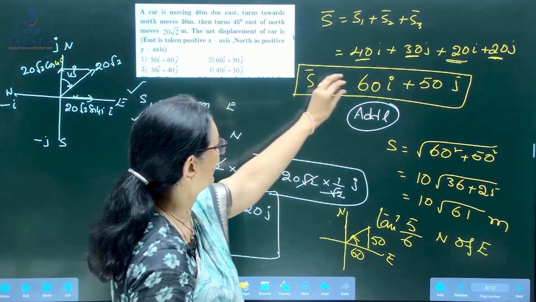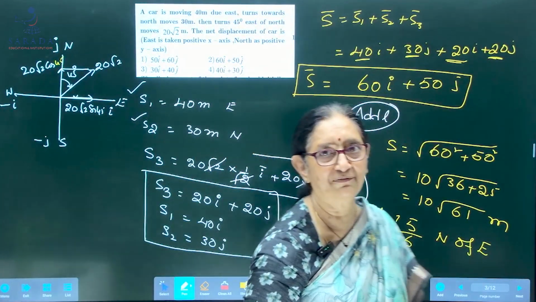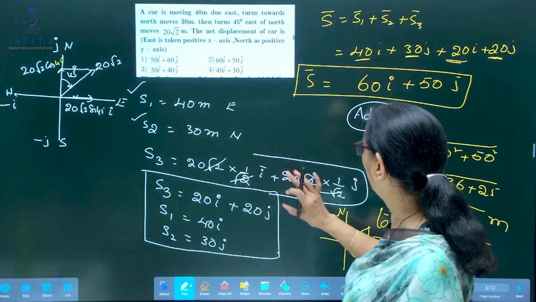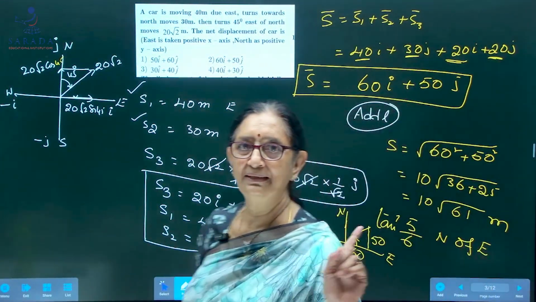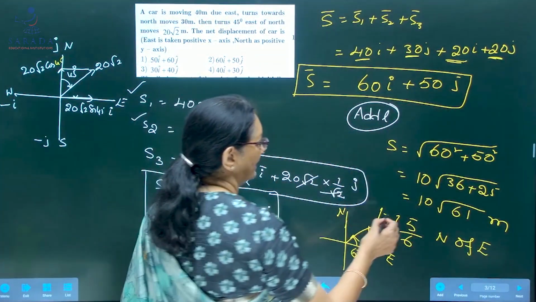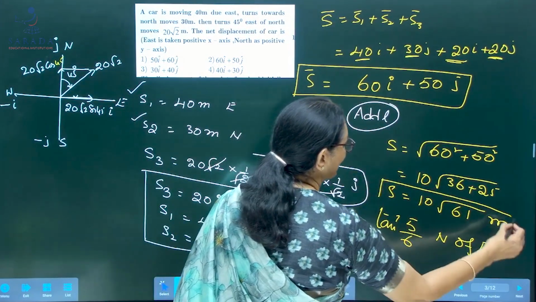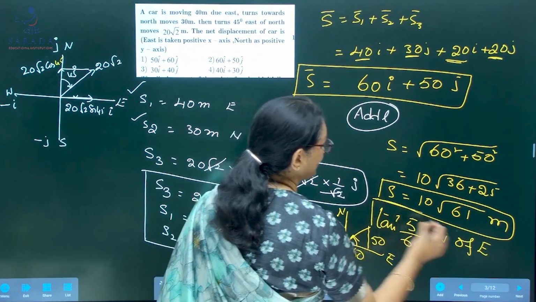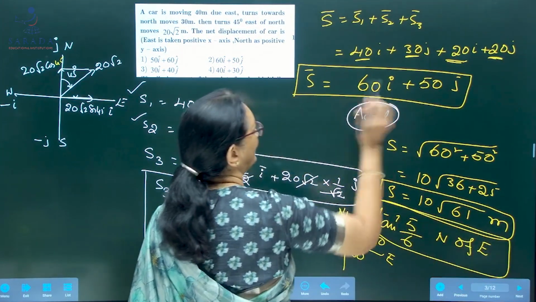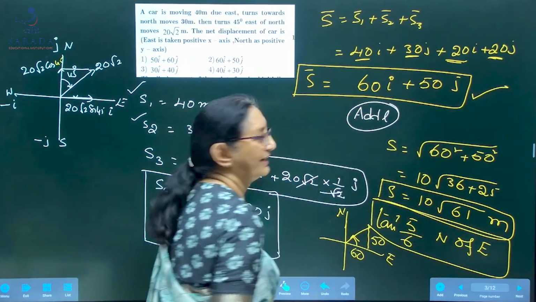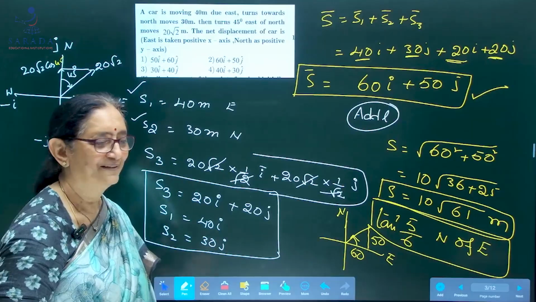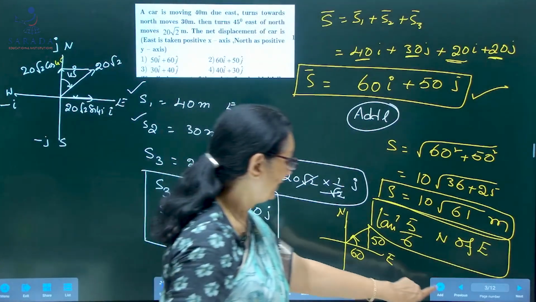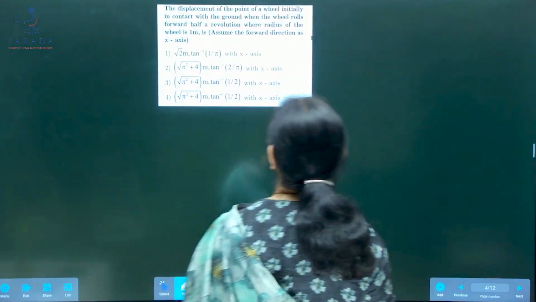So this is just the displacement vector. In the question, it is asked in the vector form. If you are asked to find the magnitude and direction, then this is the magnitude of the displacement vector, this is the direction of the displacement vector, and this is what is actually given in the options. Right? Now go to the next problem.